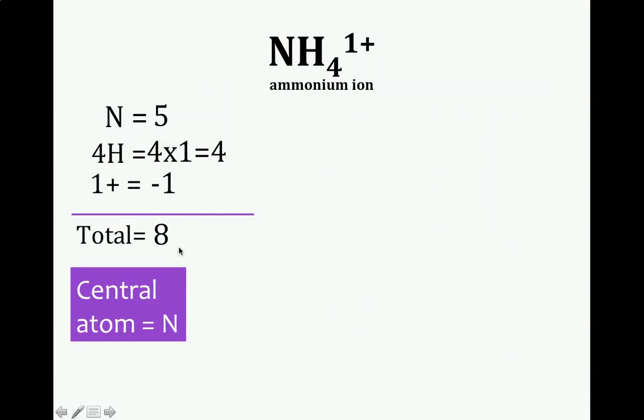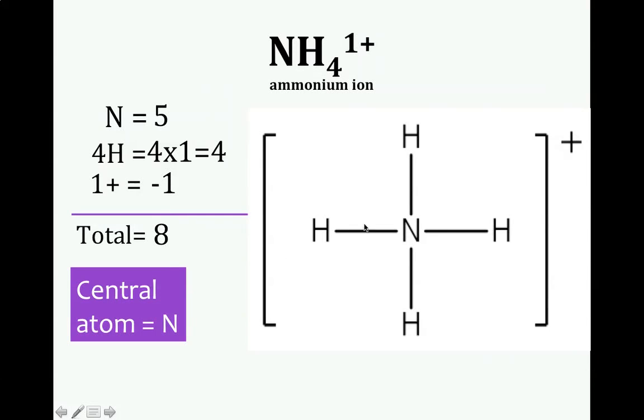My central atom is the nitrogen because it needs the most. So I put my nitrogen in the middle, I put my hydrogens around it, and then what I do when I have a polyatomic ion is I put it in brackets, and then I put whatever the charge is on the outside. And then this would then again be bonded ionically to something else.